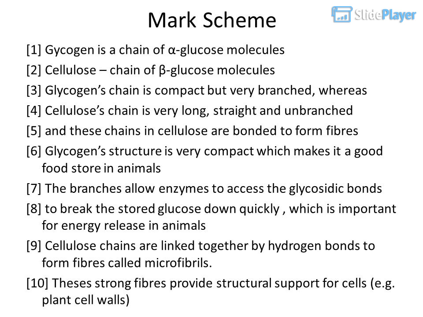1. Glycogen is a chain of alpha-glucose molecules. 2. Cellulose is a chain of beta-glucose molecules. 3. Glycogen's chain is compact but very branched, whereas 4. Cellulose's chain is very long, straight and unbranched. 5. And these chains in cellulose are bonded to form fibers.